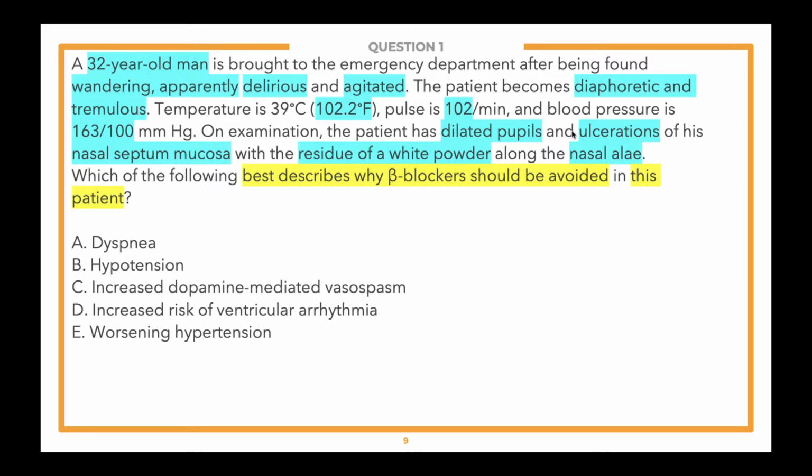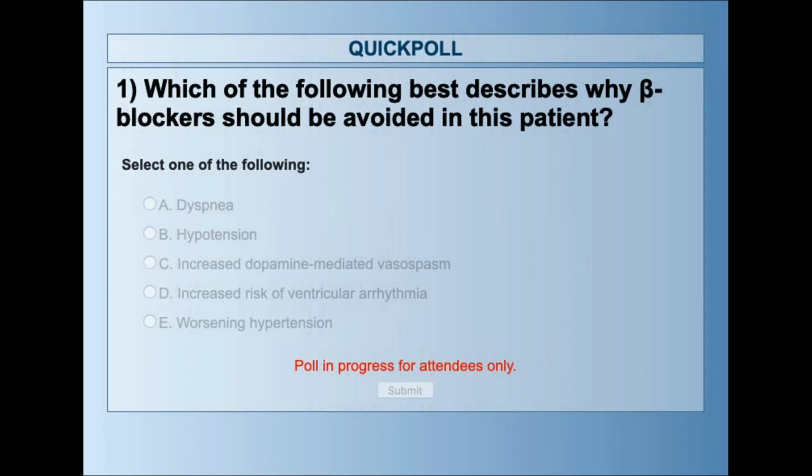Answer choice E, worsening hypertension. D, increased risk of ventricular arrhythmia. C, increased dopamine-mediated vasospasm. B, hypotension. And A, dyspnea. So we're going to go ahead and open up that poll. Go ahead and select what you think is the best answer here, and we will talk about it in just a few seconds.